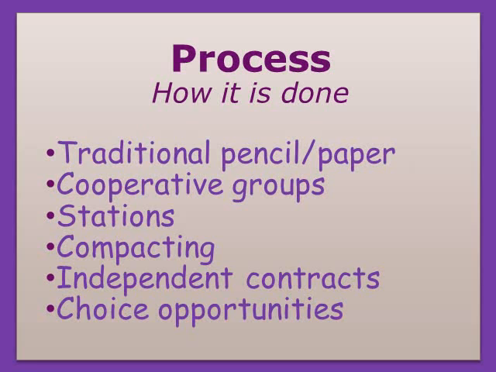Compacting, when you do your pre-assessment, if some students already understand and know the content, there's no reason for them to do that lesson again. So you have them move on to a different standard, a different activity. Independent contracts, this can be for English language learners, for special ed students that have their own IEP, or for GATE students that have to have some kind of enrichment activity. Choice opportunities, this is a great way for students to choose different ways for them to get the content. They may want to go to a listening center, work with a partner, or read silently.